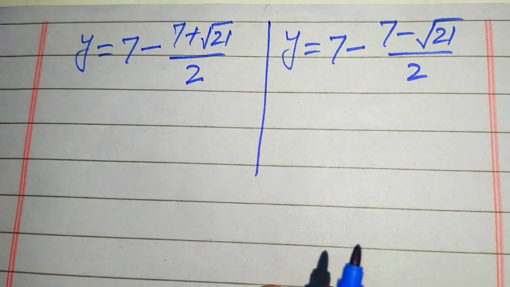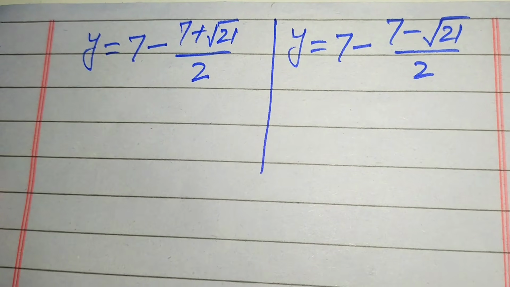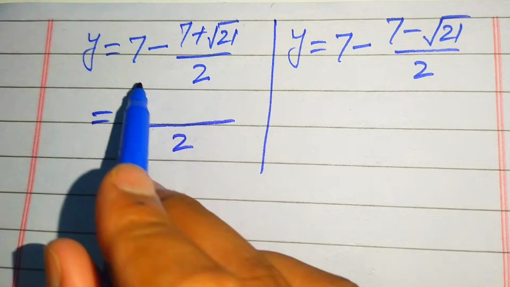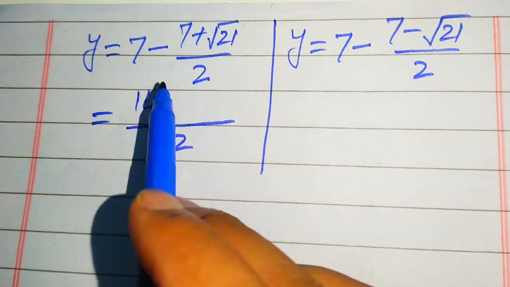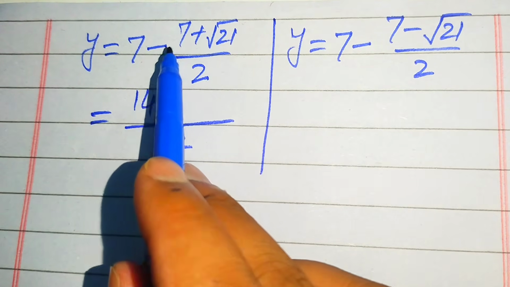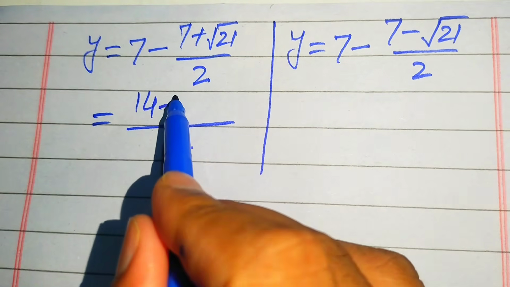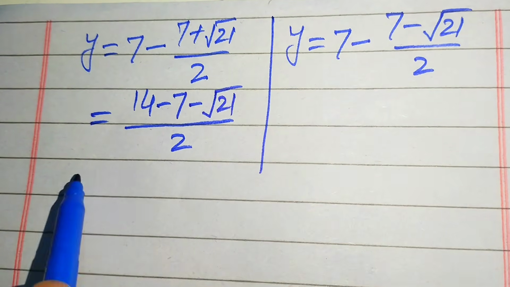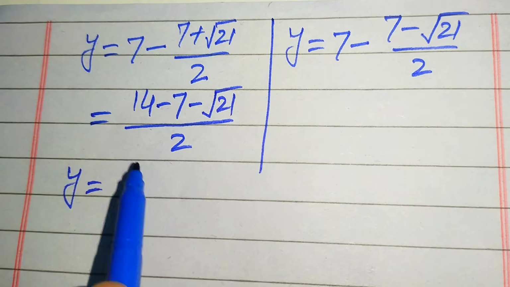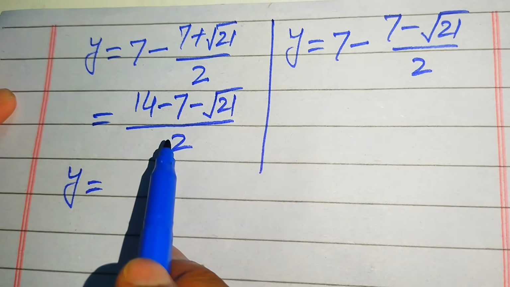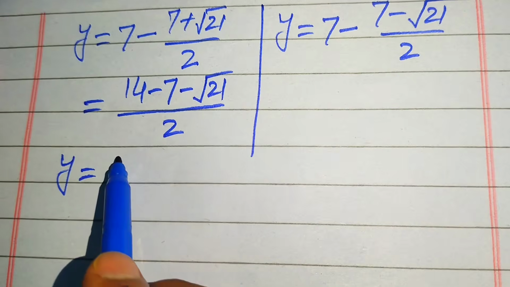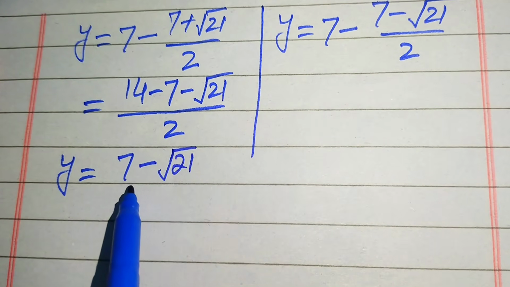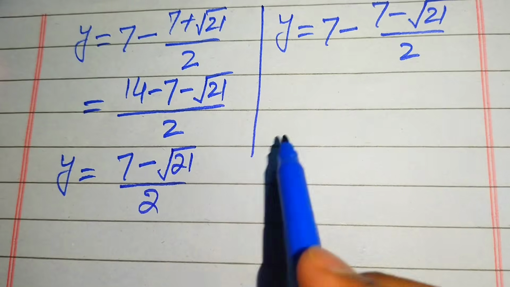So in the next step, here we need to take the LCM of this term, and its LCM becomes 2, and we get 2 times 7 becomes 14, and we multiply this negative sign on both of these two values, and we get minus 7 minus square root of 21. So we get the value of y is equal to 14 minus 7, which is 7 minus square root of 21 divided by 2.